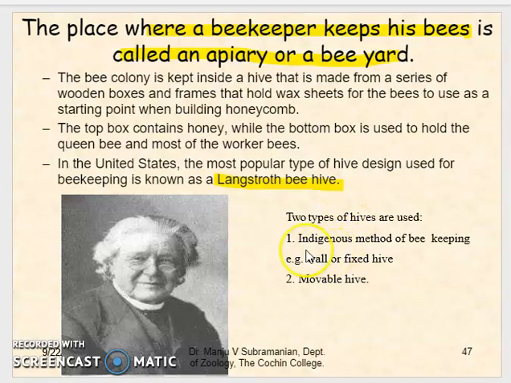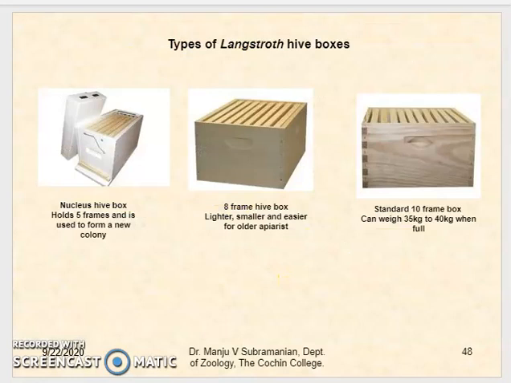There are two types of hives used. There is the indigenous method of beekeeping, that is the mud wall or the fixed hive. Then there is the movable hive. Nowadays these movable hives are more common and they are economical. These are the different types of Langstroth hives.